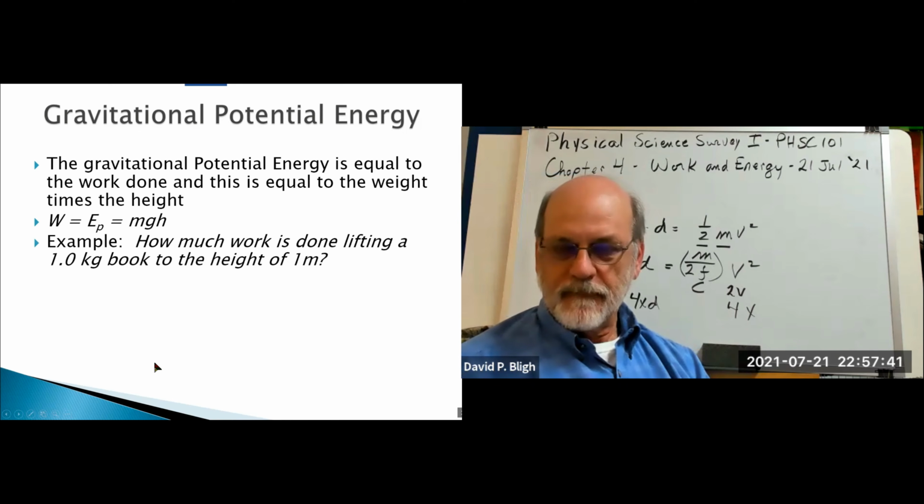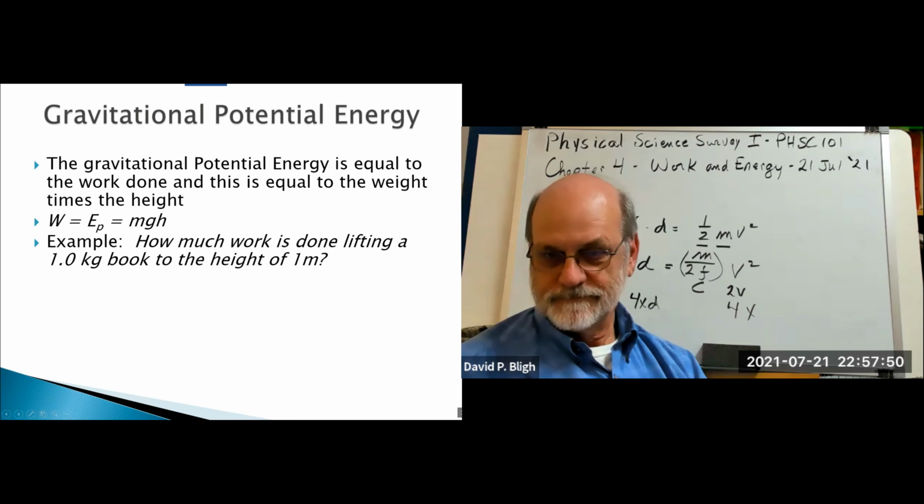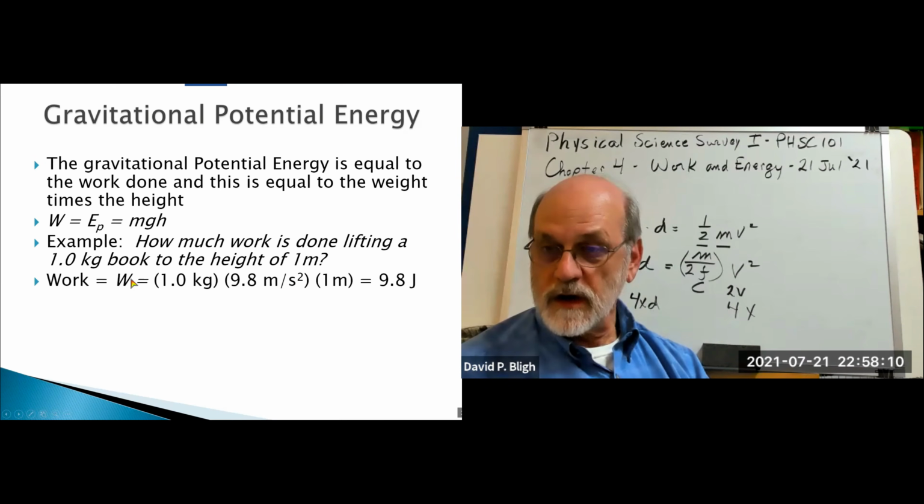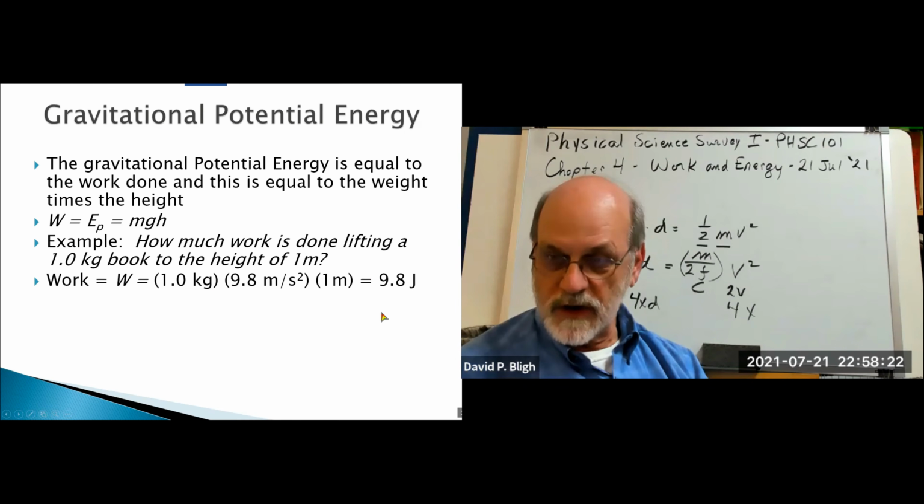So here's an example. How much work has to be done to lift a 1 kilogram book a height of 1 meter? Okay, it's simple. You know the kilogram is the mass here. You know the height, the distance moved in that gravitational field, is 1 meter. And we know what g is, 9.8 meters per second squared. So all you have to do is multiply them together. And work is in units of joules. So kilogram meters squared per second squared is a joule. And the work done to move that book is 9.8 joules.